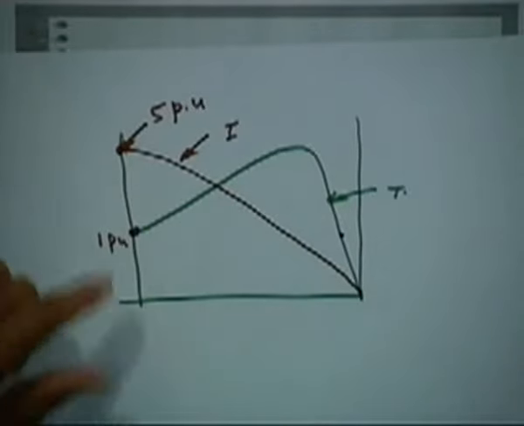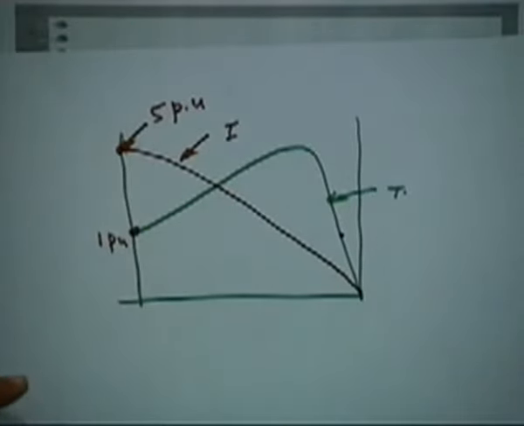If it draws very high starting current, what is the problem? It will create a dip in the voltage, because if 100 motors are starting on a line, it will suddenly give a dip in the voltage, which will affect the neighboring consumers. That is the reason why electricity boards insist that you must have a starting method by which the current drawn at start is low.